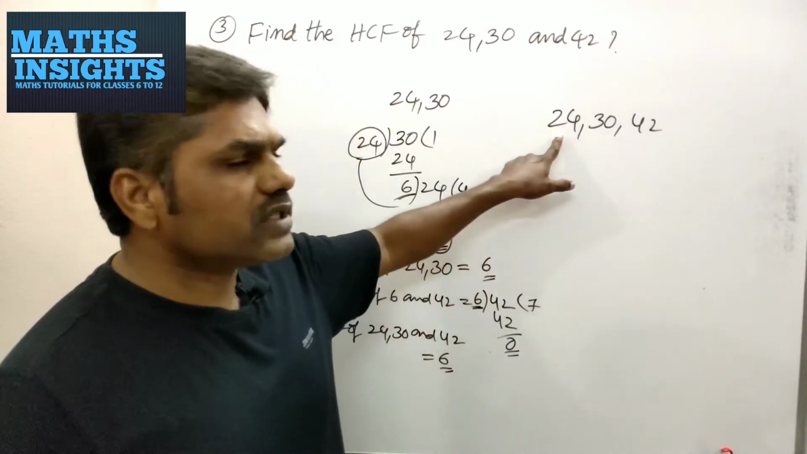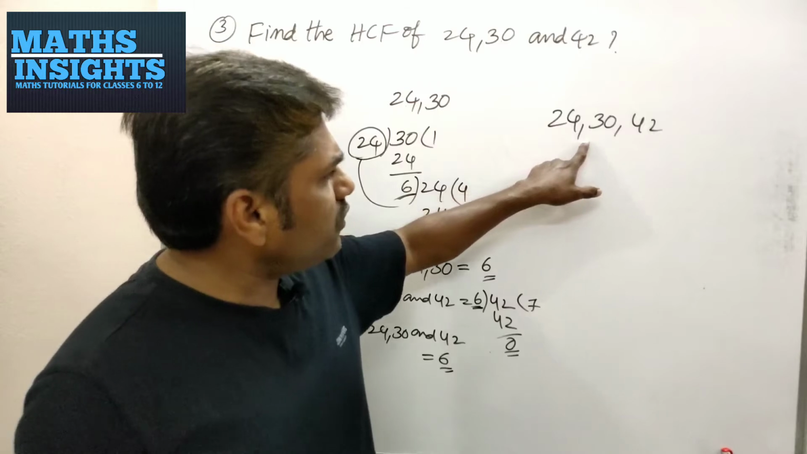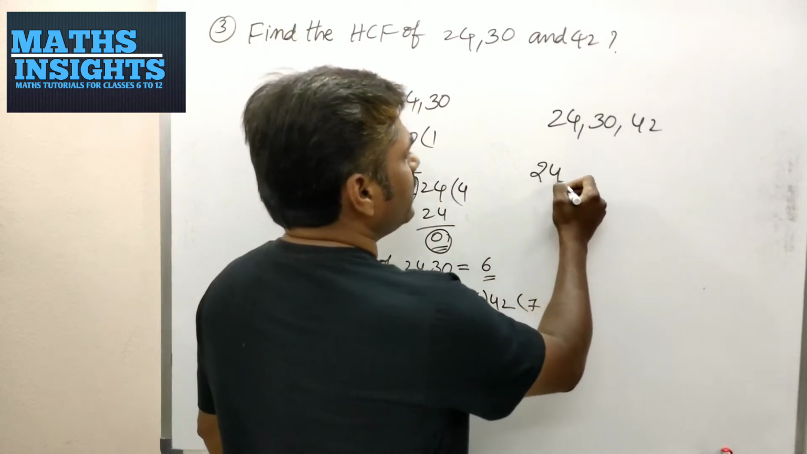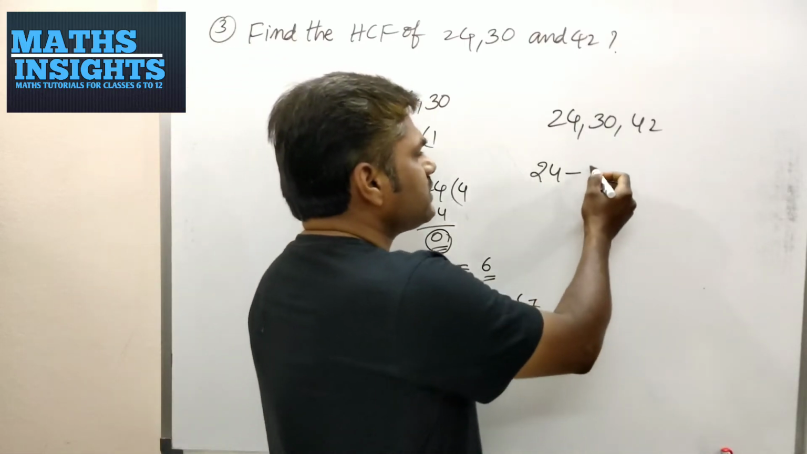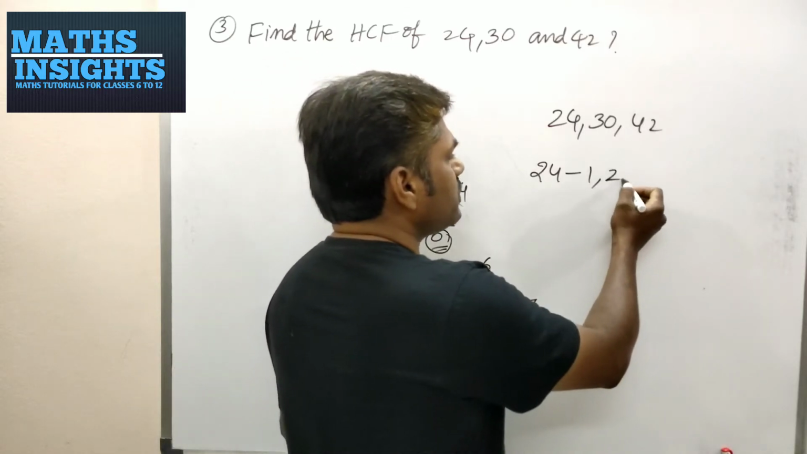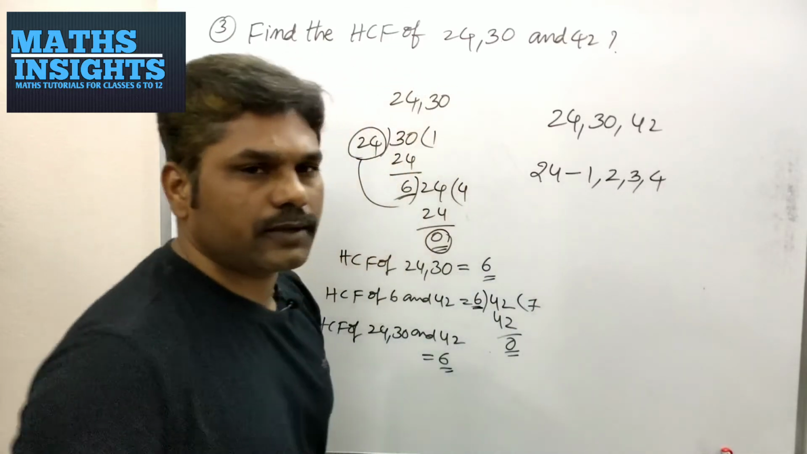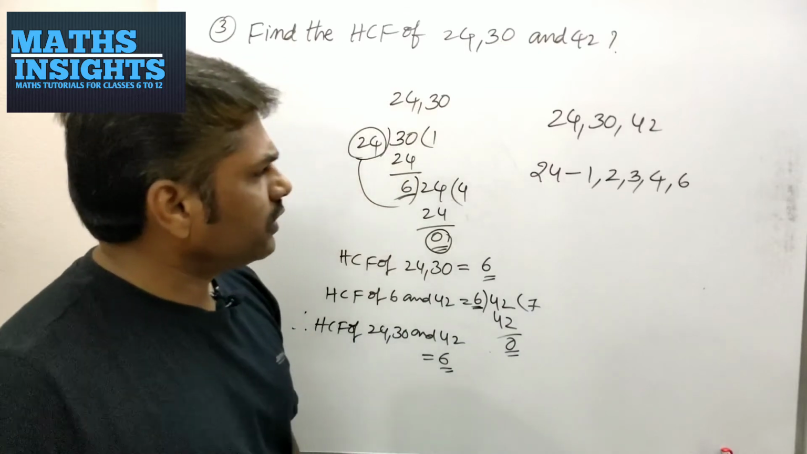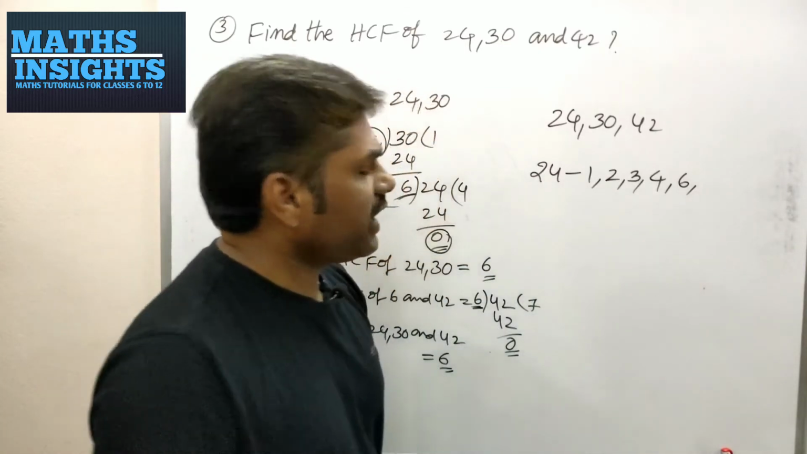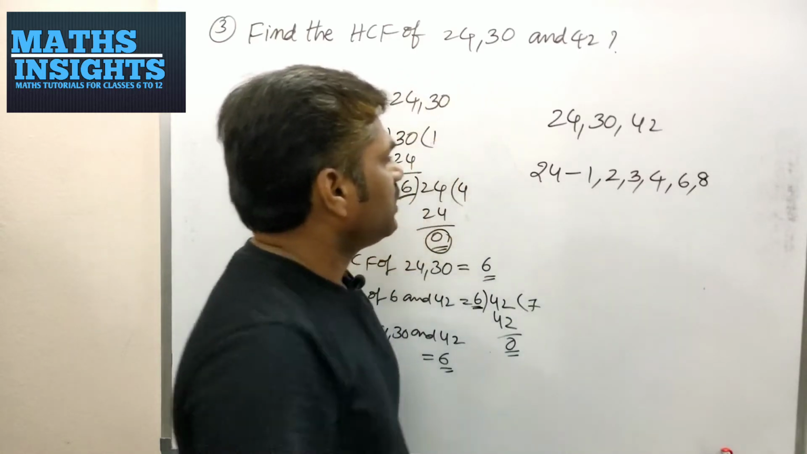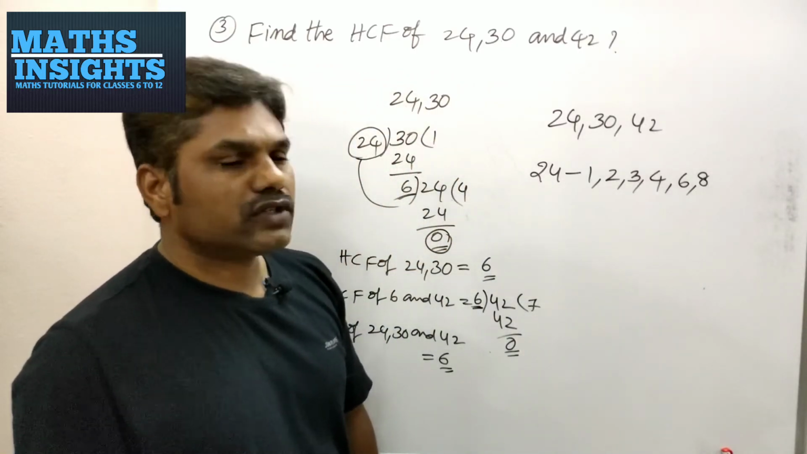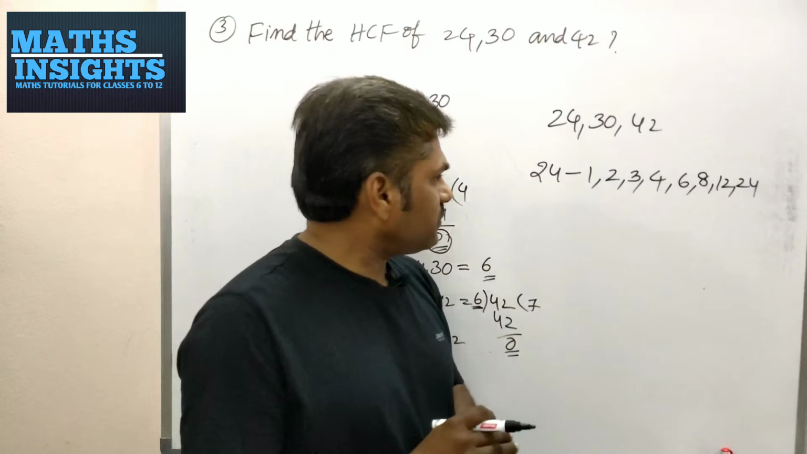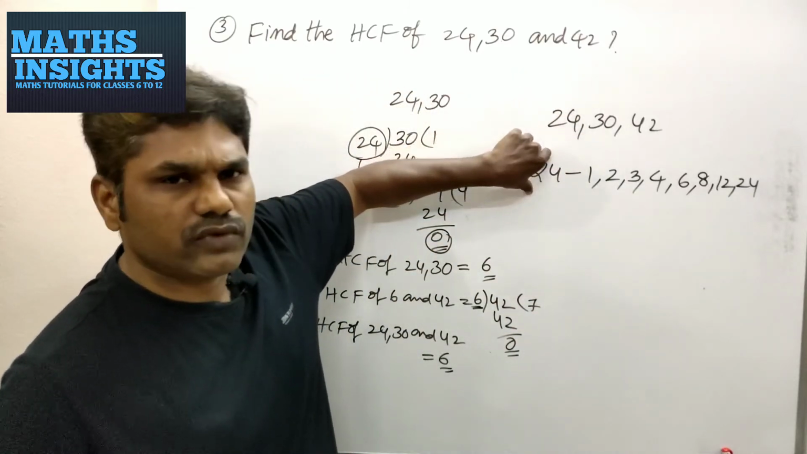Suppose you see 24 is the least one, but 24 will not divide the other two numbers. Therefore, you have to factorize this 24. See, 1 is a factor of every number. So, 2 is also a factor, 3 is also a factor, 4 is also a factor, 6 is also a factor, and 8 is also a factor of this one, then 12 and 24. These are all the factors of the smaller number 24.